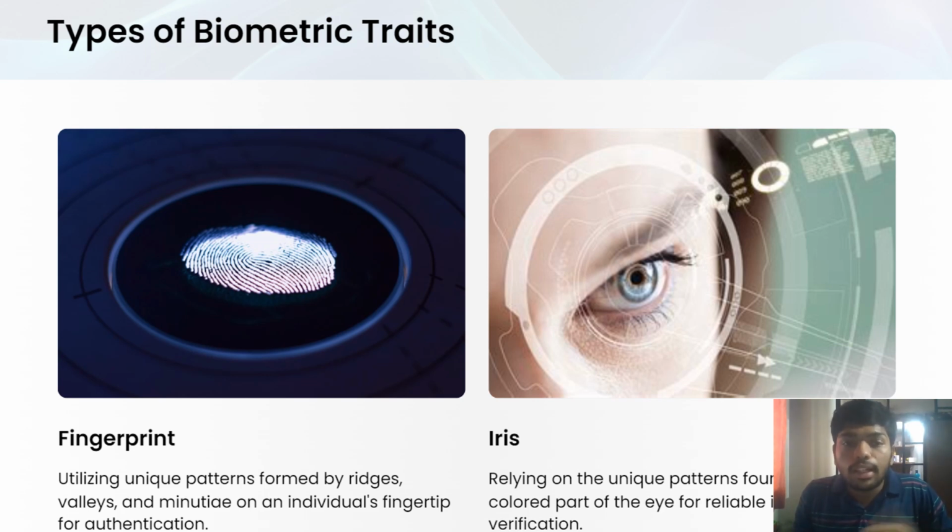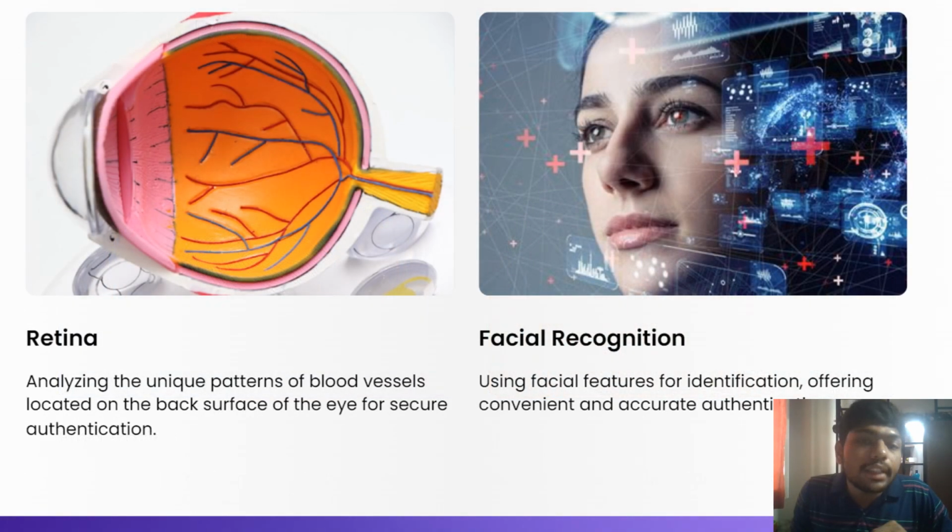Let's see about the next types, other types. Retina. Retina biometrics involves capturing and analyzing the unique patterns of blood vessels located on the back surface of the eye. Retinal scanning systems use infrared light to create detailed images of the retinal vasculature, which are then used for authentication purposes. Retina patterns are highly complex and difficult to replicate, making retinal scanning a secure biometric modality.